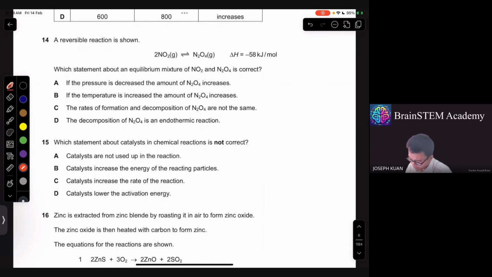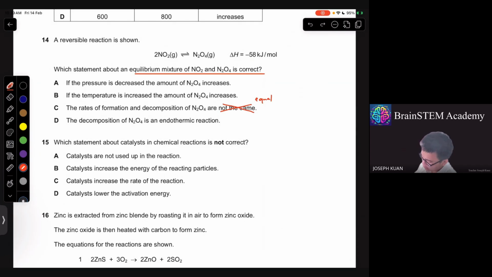Question 14, a reversible reaction is shown. Which statement about an equilibrium mixture of NO2 and N2O4 is correct? In an equilibrium, the rate of formation and rate of decomposition of N2O4 should be equal to each other. And our forward reaction is an exothermic reaction. Hence, our backward reaction is an endothermic reaction. Our N2O4, when it breaks down, should be an endothermic reaction. So answer is D, but let's double check.